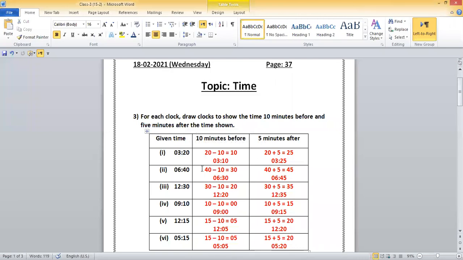Same, you will do it for 6:40, I mean quarter to 7. So for 10 minutes before, 40 minus 10, that's equal to 30, that means half past 6. And in order to find out what will be the time after 5 minutes, you will add 5, it will be 6:45. Guys, if you have any problem in this table, you can ask me how to find out 10 minutes before, 5 minutes after, like this. If you have any problem, you can ask me right now. Do you have any problem in this table?